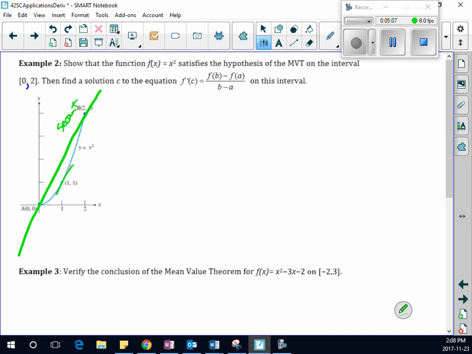Okay, and we don't necessarily know that it's at 1, 1. That's the answer. So we've got to figure out where it is. First off, we need to find the slope of that secant line. So what is that slope?